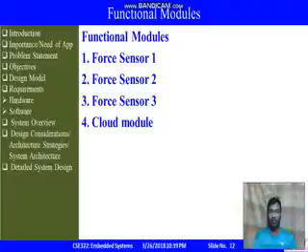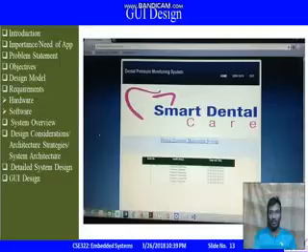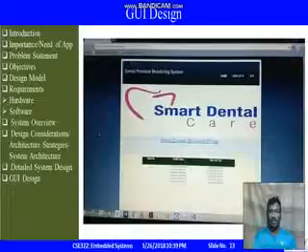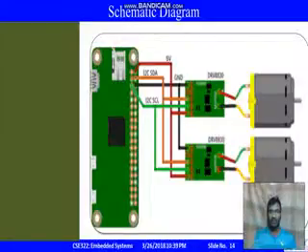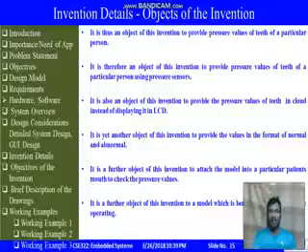The functional modules that we are going to use in our project are force sensors 1, 2, and 3 respectively, and the cloud module. This is the GUI design of our project. This is a systematic diagram, and now I'm going to explain the invention details.